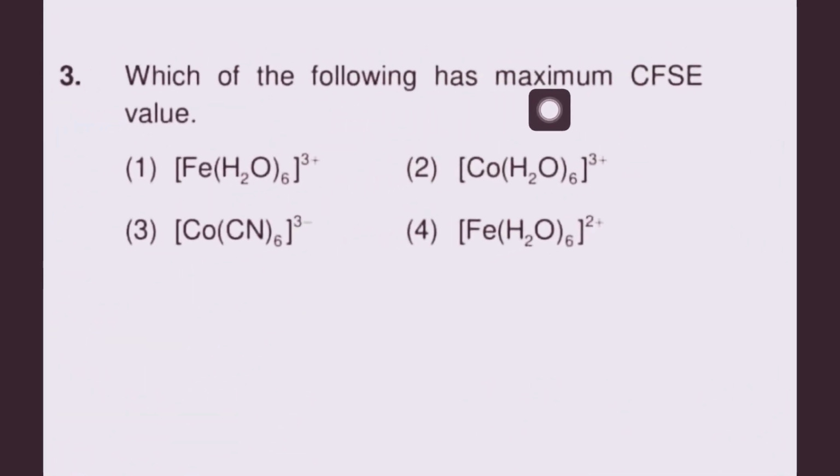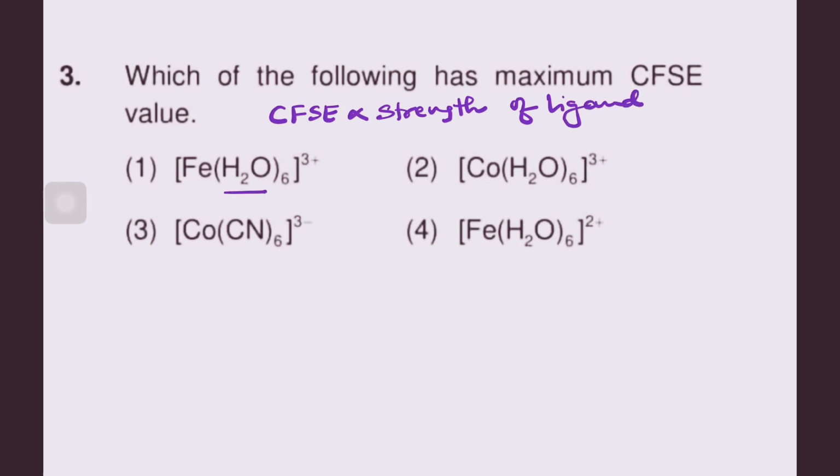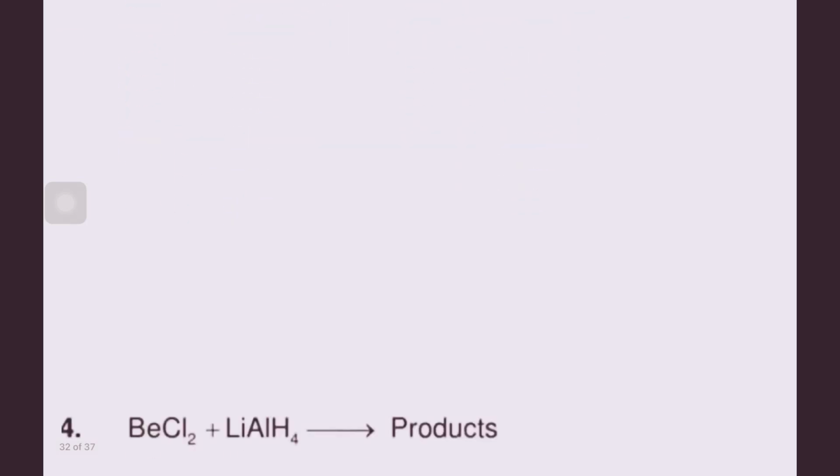Which of the following has the maximum CFSE value? And CFSE value is simply directly proportional to strength of ligand. So in this case, ligand is water. Here it is water. Here it is water. But in this case, it's cyanide, which is a very strong field ligand. The correct answer should be the third one. Let's move to the next one.